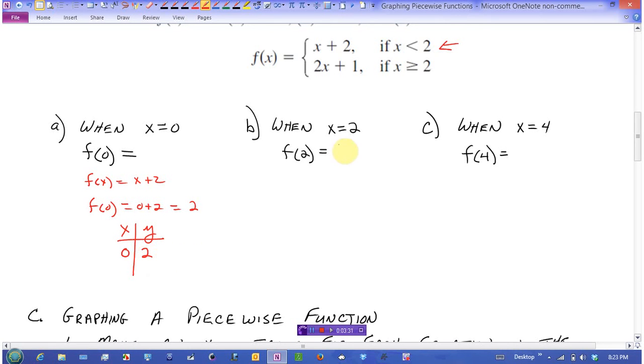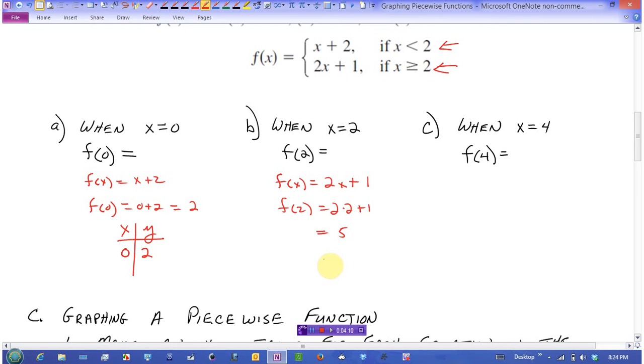Okay, let's look at what happens when I actually put the value of 2 in there. So in this one, x is equal to 2. Well, for the first equation, x plus 2, I can only put in x values that are less than 2. So I can't put it into that equation, but I can put it into the second one because it says use x values that are greater than or equal to 2. So this one will use the value 2x plus 1, and I'm going to put in a value of x equal to 2. Okay, so we can see that in that case, the value will be equal to 5.